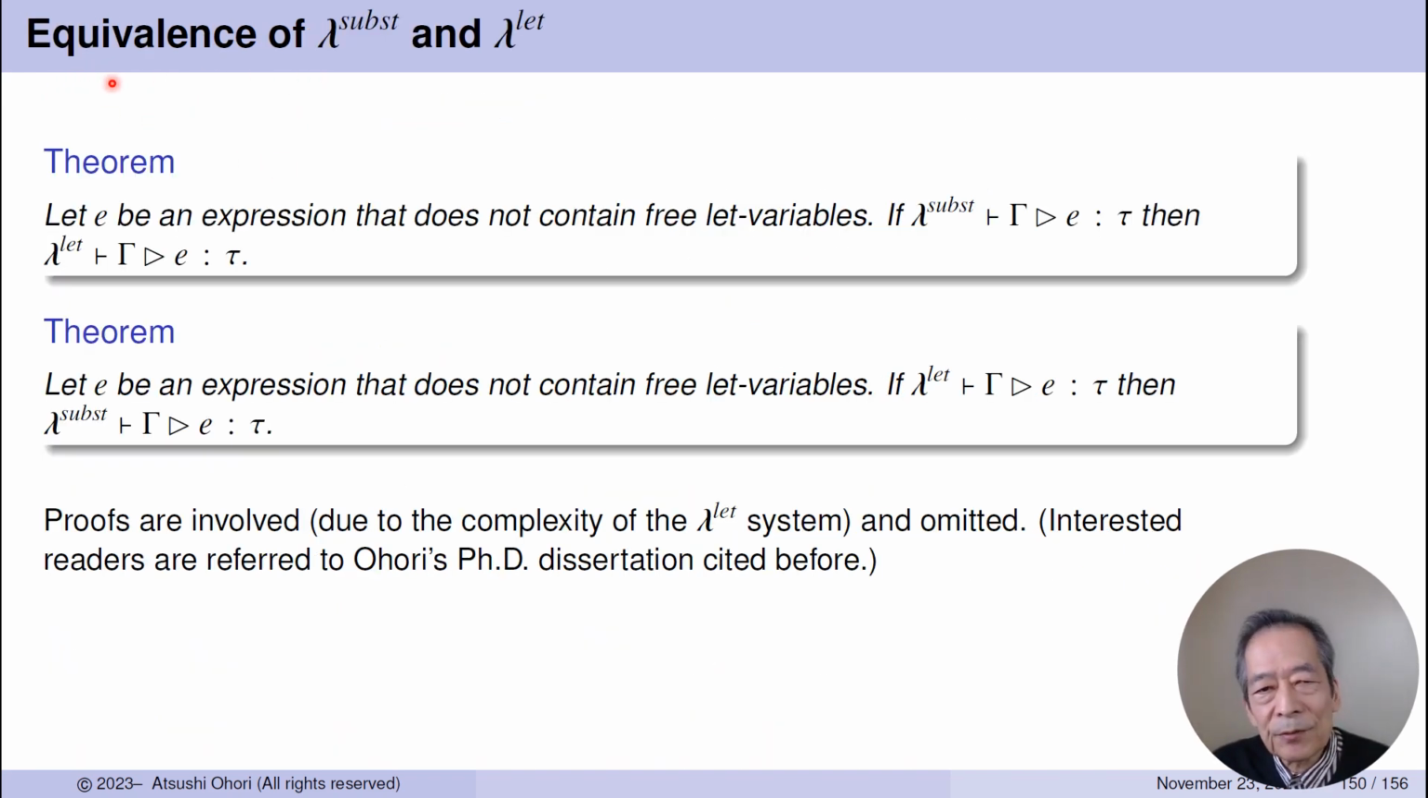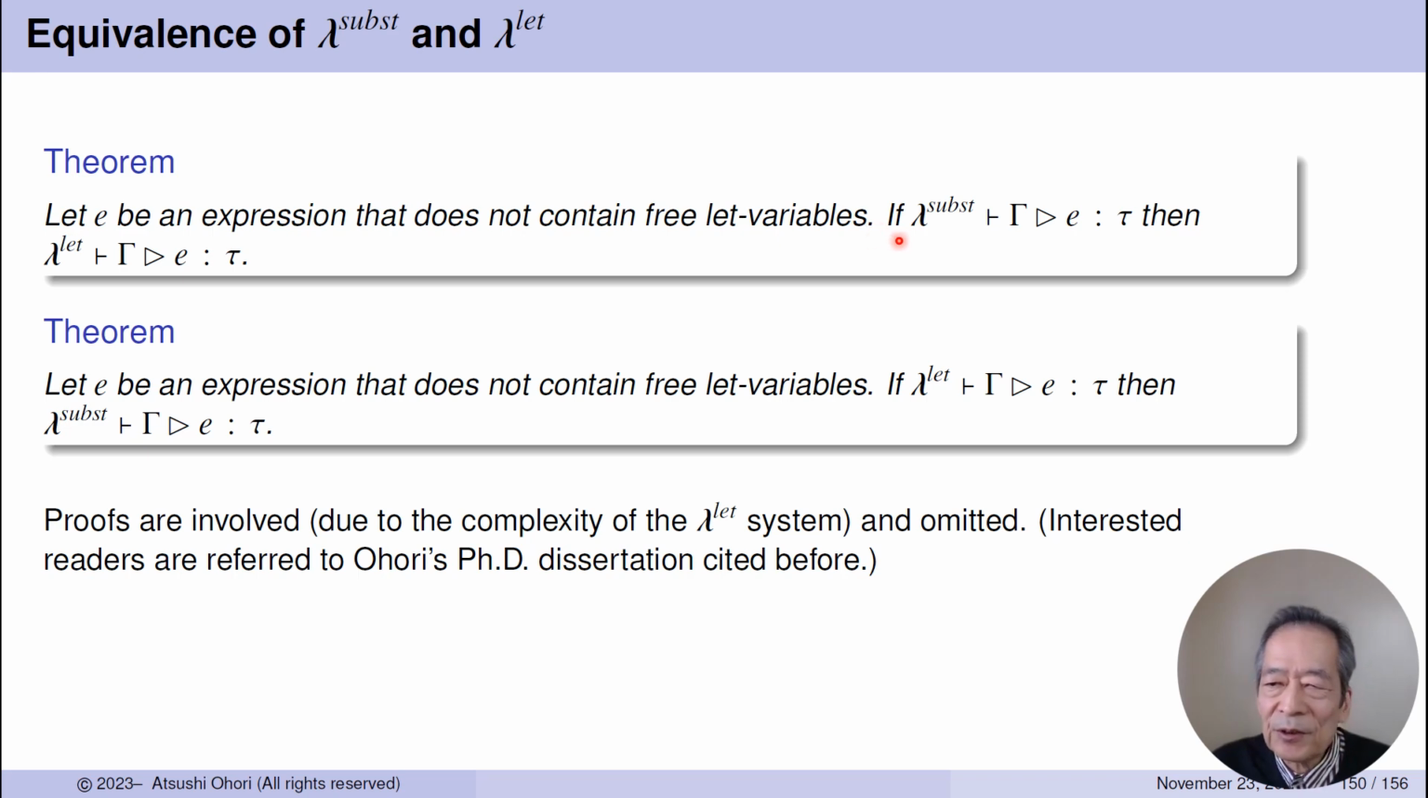Under this preparation, we can show the equivalence of lambda subst and lambda let, the Damas-Milner system and lambda subst. Two theorems, right? So both ways of implication. First theorem. Let E be an expression that does not contain free let variables. This restriction is superficially needed, and as I stated as a comment, free let variables are imaginary entities in ML. You don't need, no use of free let variables. So this restriction is superficial. Actually not an actual restriction.